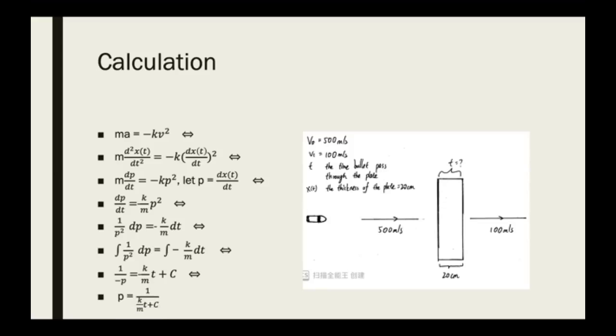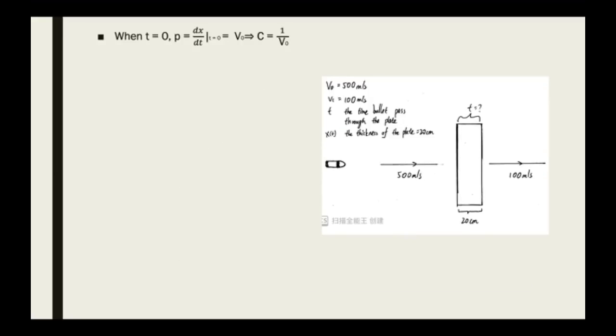Then we need to calculate the constant c. When t equals 0, p is equal to the initial velocity, which means c is equal to 1 over the initial velocity. Then we can plug the constant back into the equation. Then we can get the equation for p.